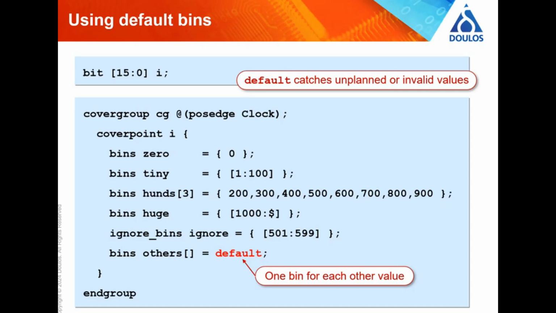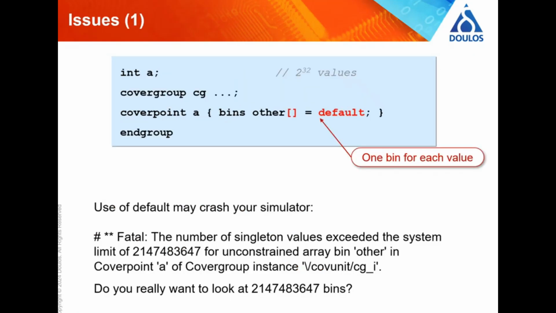But there's two problems in this example. First of all, notice that we're using an open range here. What that means is auto bin max doesn't apply. It means if you have 1,000 values over here, it's going to create 1,000 bins. That's probably not what you wanted. In fact, if we look at an example here, what if we do this with int a? How many values are there? 4 billion values, right? And in fact, here's an example from a simulator. After about 2 billion values, it gave up, right? So that's a bad thing. I would always recommend don't use an open range when you're doing this.